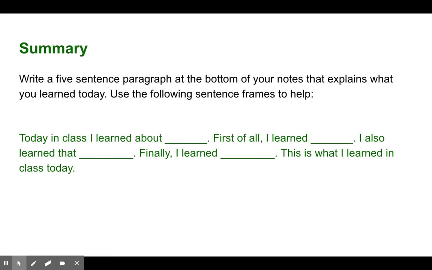For your summary on your notes, write a 5-sentence paragraph at the bottom of your notes that explains what you learned today. Use the following sentence frame to help. Today in class, I learned about blank. First of all, I learned blank. I also learned that blank. Finally, I learned blank. This is what I learned in class today. This summary will give you 5 sentences, and then you'll be able to upload a photo of your notes and turn it in for credit.